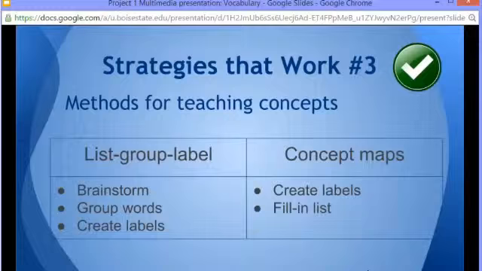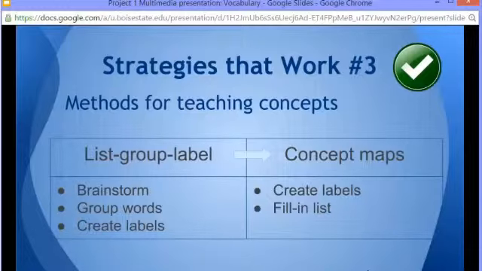Groups can also present their findings to the class and learn from each other. They should explain how they came up with their groups and labels and even identify non-examples. Students can then organize their findings into a semantic map for a visual reference.